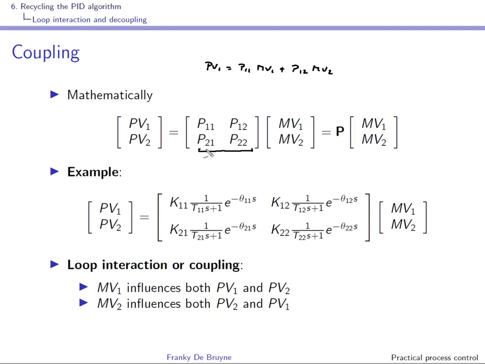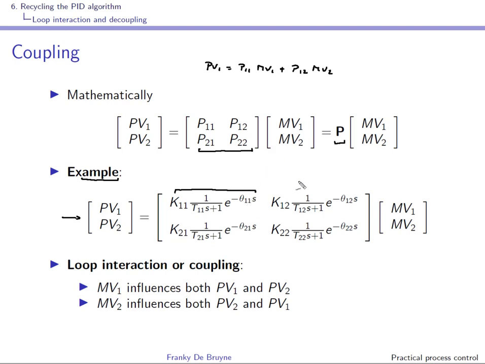Here we have a matrix, and this is called a transfer matrix. You see P in bold, which means that there is a transfer matrix. There are 2 inputs and 2 outputs, so this must be a 2x2 transfer matrix. An example is this one over here, where the 4 transfer functions are Broida models with different gains, different time constants, and different delays.